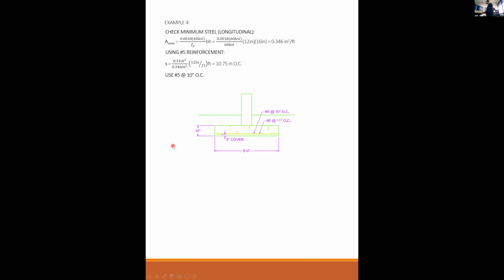Yes, good question. In this case, D would actually be 16 minus 3 minus half of a number 6 bar, which would be another 3/8 of an inch. So our original assumption that D was 16 minus 3.5 actually should have been minus 3 3/8. But that's what I was saying. We don't know that until we get all the way to this stage here. And I'm not going to go back and redo all my calcs for 1/8 of an inch.